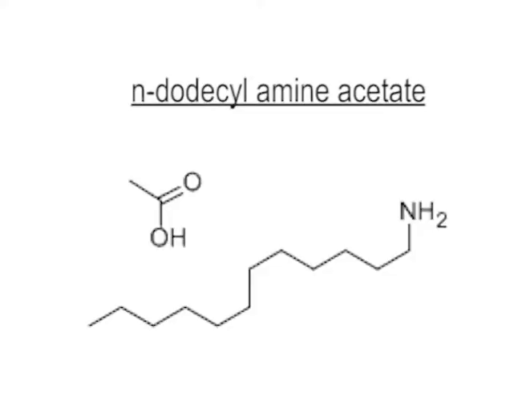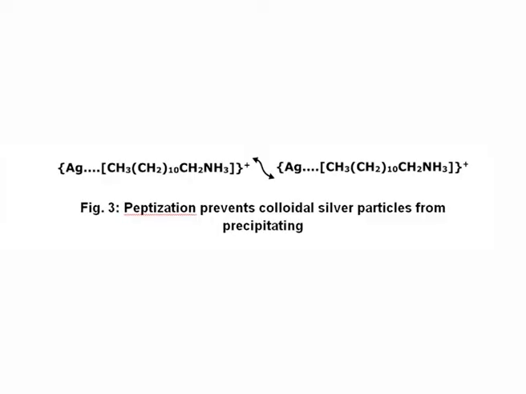This problem is taken care of by incorporating a cationic detergent, usually N-dodecylamine acetate, in the physical developer composition. The cations engulf silver particles, imparting a positive charge onto these. The positively charged particles repel each other, thereby averting the possibility of their coming close and condensing into a precipitate. This phenomenon is called peptization and has been symbolically shown on your screen.